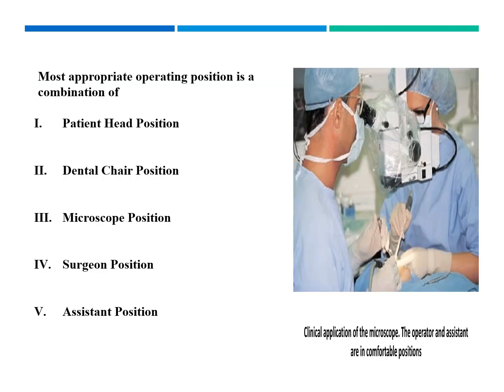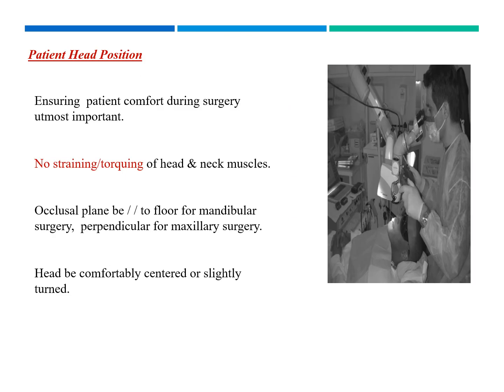The most appropriate operating position is a combination of the patient head position, the dental chair position, the microscope position, the surgeon position and the assistant position. Patient head position: ensuring patient comfort during surgery is of utmost importance. There is no straining or torquing of the head and neck muscles. The occlusal plane has to be parallel to the floor for mandibular surgery, whereas in case of maxillary surgery it needs to be perpendicular, and the head needs to be comfortably centered or slightly turned.